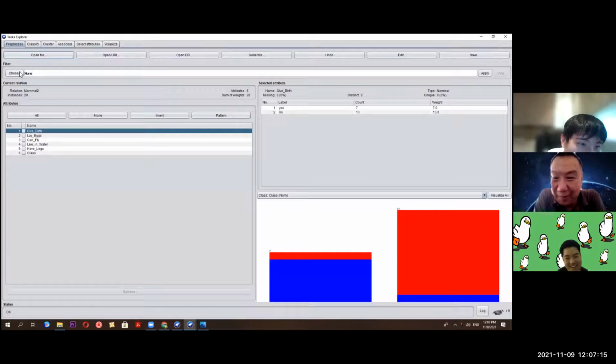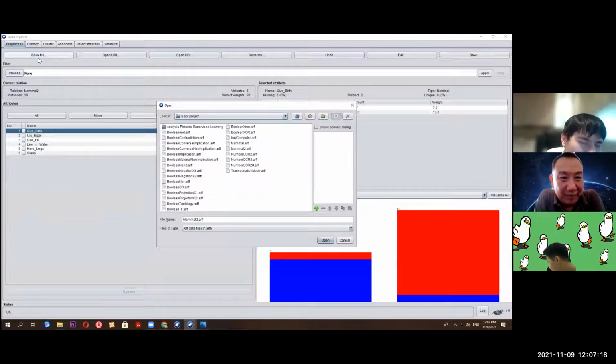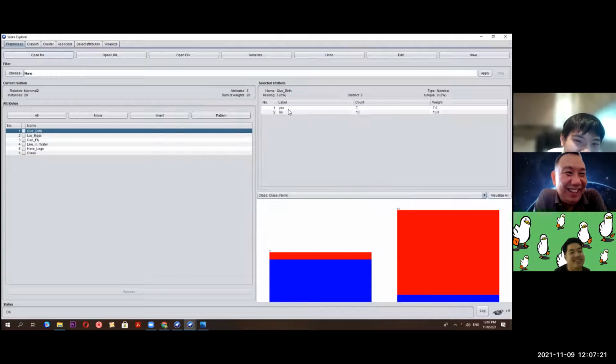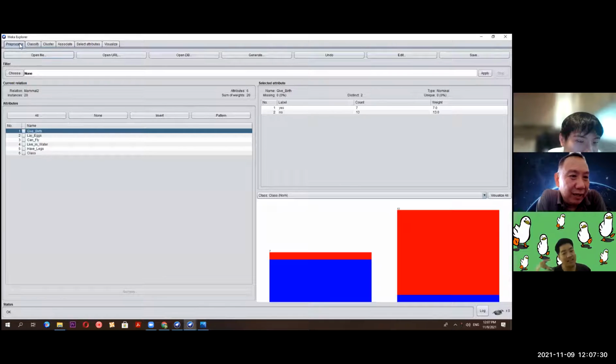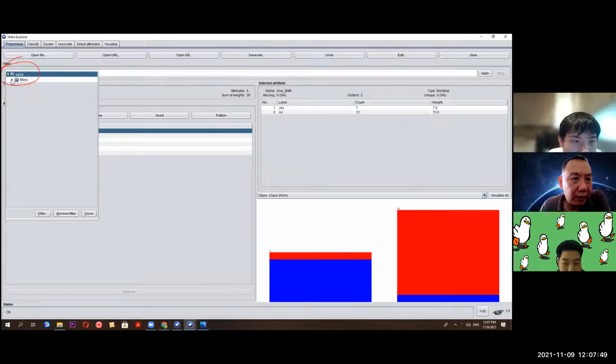Okay, you can do resample, no problem. How do you resample in this? You go to pre-process, and then choose filter. In the filter, you choose the resample. There is a filter there, right? Filter, supervised, instance, there, resample.